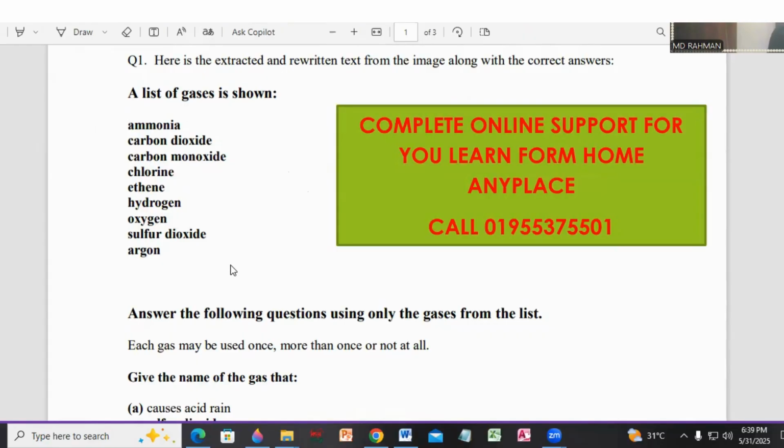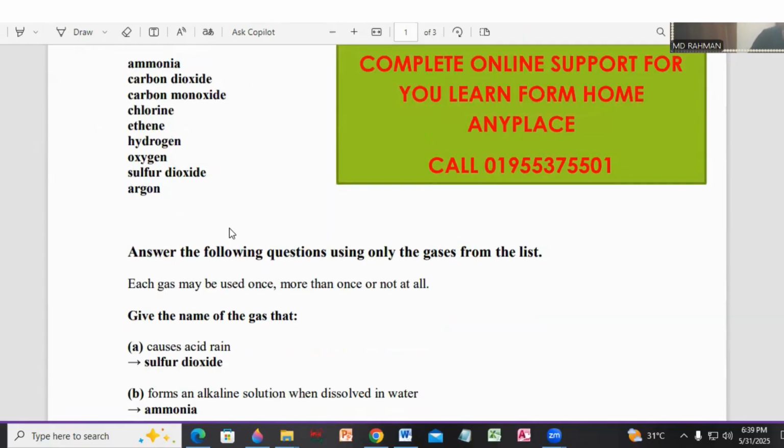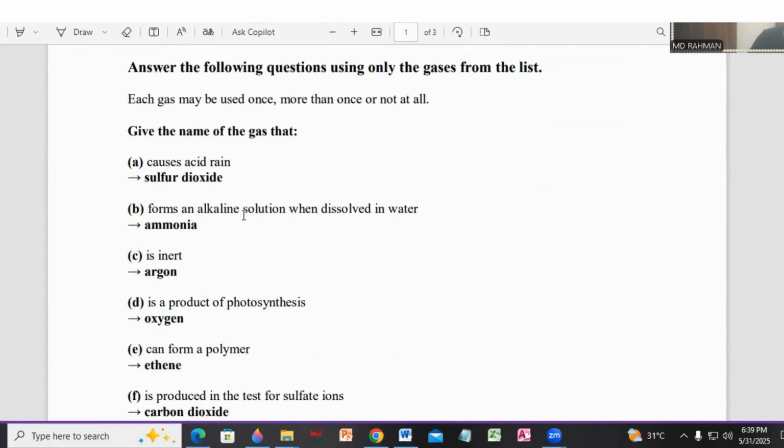But you have to answer the following questions. These are the question patterns of Cambridge curriculum O level chemistry. So you are watching the screen, and you can see what types of question may be solved during the examination hour.